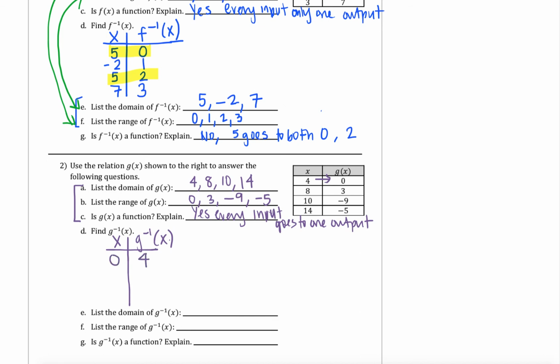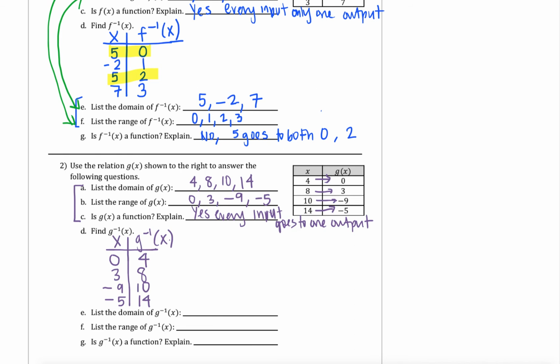Instead of sending 8 to 3, 3 is being sent to 8. Instead of sending 10 to -9, -9 is being sent to 10. And for our last point on here, instead of sending 14 to -5, our inverse would send -5 to 14. So we have flip-flopped all of our input and output values, but made sure to still keep them as the same coordinate pair connection that they had coming from the original relation.